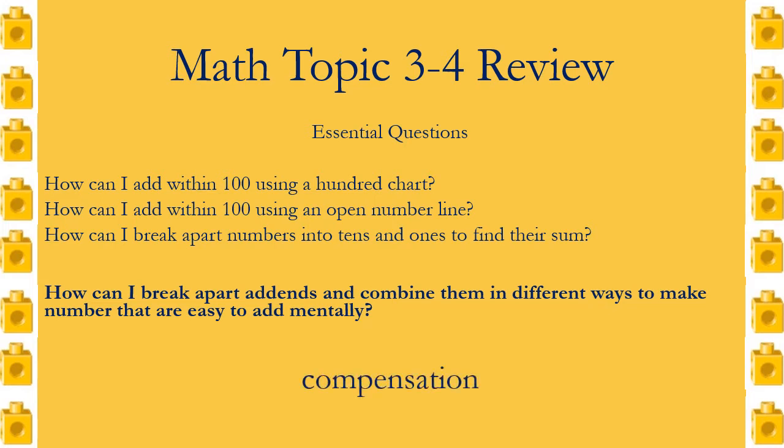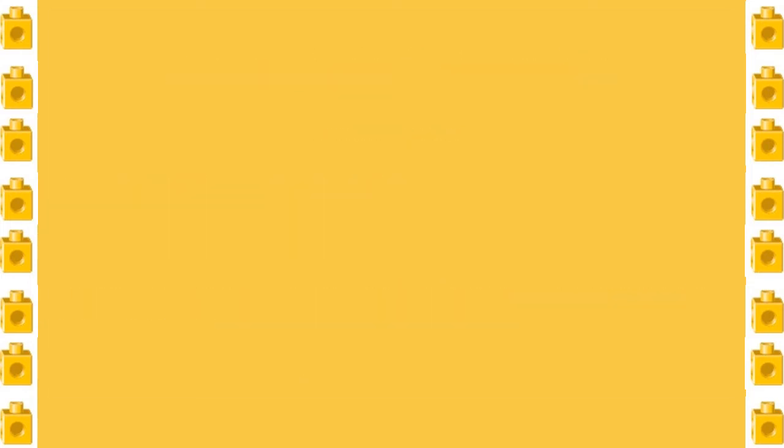Remember, this is called compensation. That's what we learned yesterday, and what we're going to do more of today is compensation, where if we do something to one addend, we've got to do the opposite to the other addend. And I'm going to show you a couple of examples. Okay, so here's a look at what we've been doing.